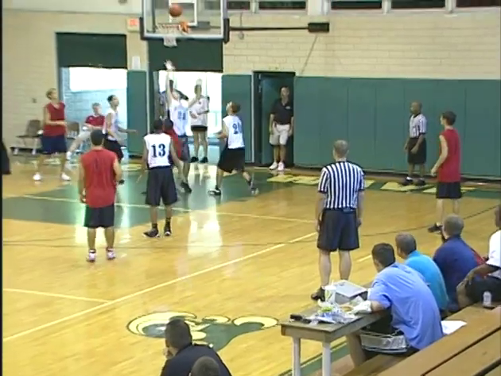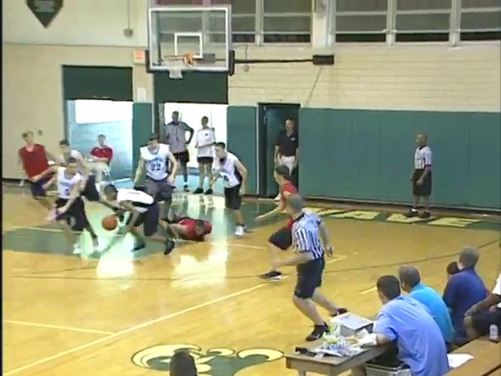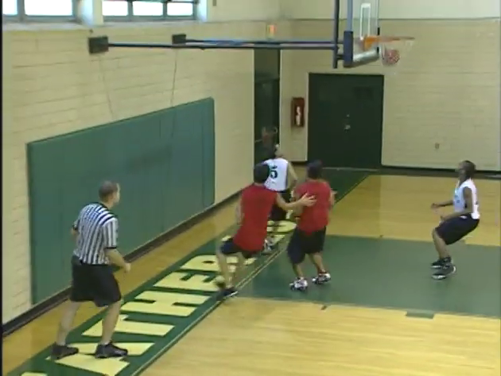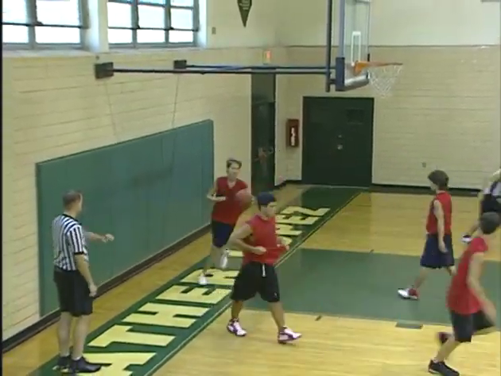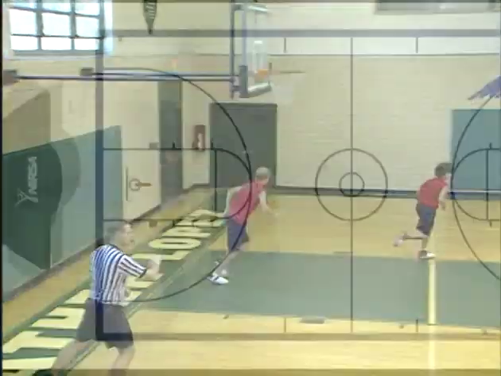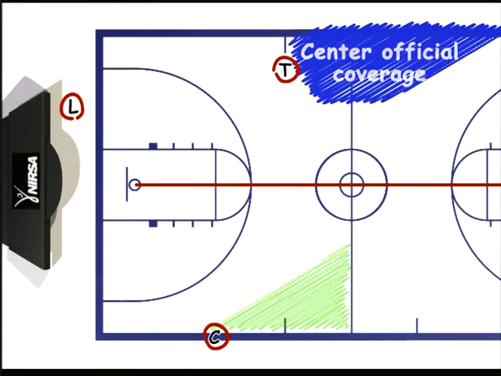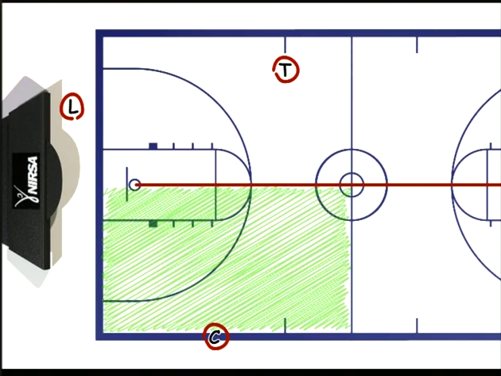In transition situations, the lead should look over the inside shoulder, watching players as they come down the court as well. Never turn your back on the players. If an imaginary line is drawn from one hoop to the other, the center official is responsible for all action taking place on their half of the court on front court plays.